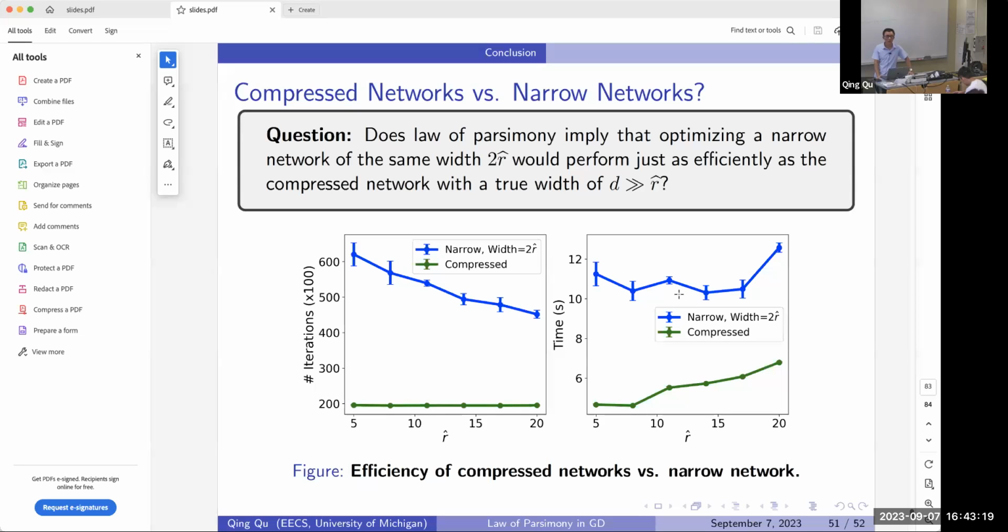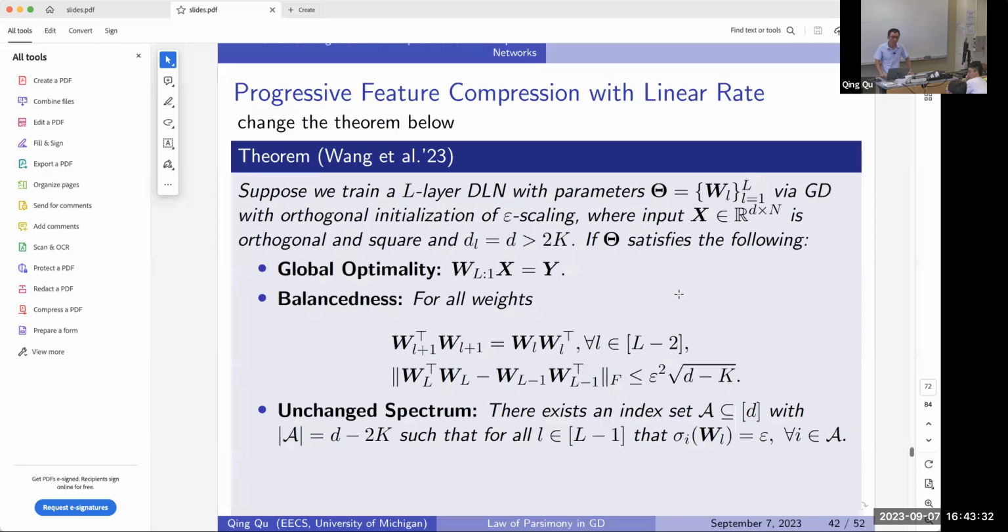Any other questions? You mentioned that the number of ranks is approximately equal to the number of classes in the experiment. Yes, it's proportional to the number of classes.